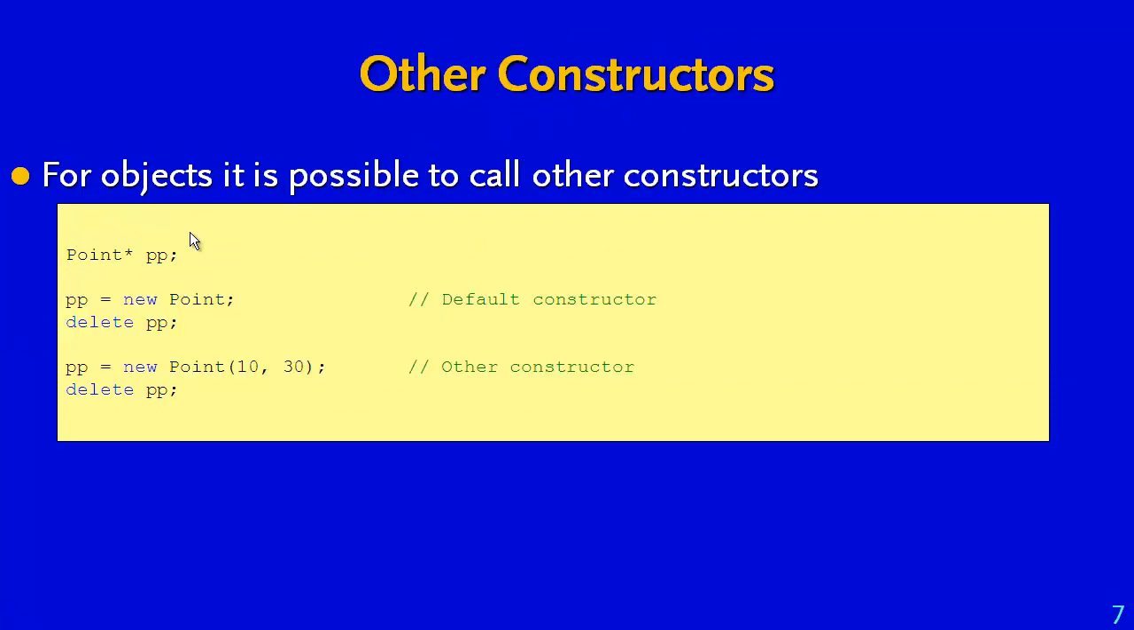Other constructors. Again, I'm talking about user-defined types. Let's say I don't want to call the default constructor. I want to call the constructor with two numbers, for example, some other constructor. Again, I do the same as before. A pointer to a point, and I say new point equals the default constructor. I delete the memory again, and I reallocate the memory. So now I call a point with 10 and 30 as input parameters, and now I delete my pp. So that's fine. I can call arbitrary constructors here for single objects on the heap.